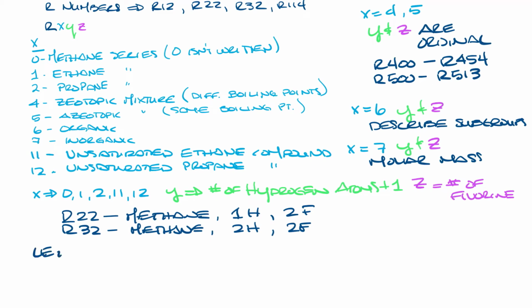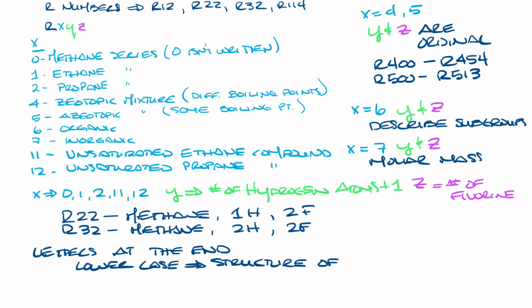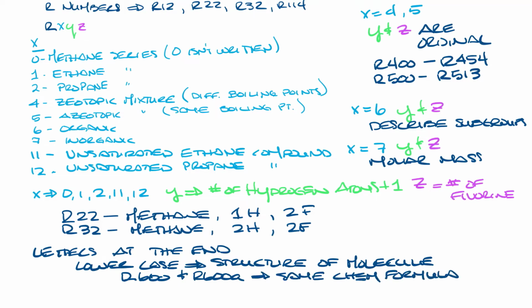So then there are also sometimes letters at the end. Lowercase letters describe the structure of the molecule. For example, R600 is butane and R600a is isobutane. These compounds have the same chemical formula, but their arrangements are different, and therefore they have slightly different properties.